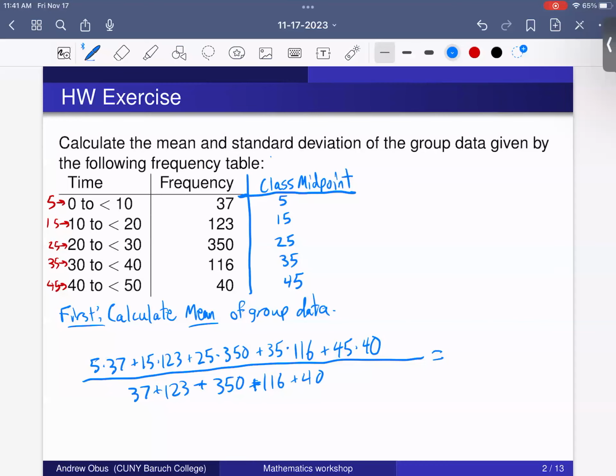Okay, so great. Has anybody done this calculation already? If not, I'll just do it. So 5 times 37 plus 15 times 123 plus 25 times 350. Yes, hello? I did solve the problem. So what did you get as your result?